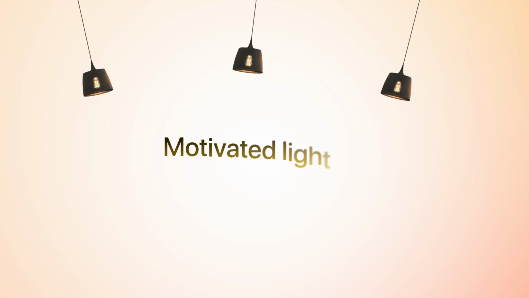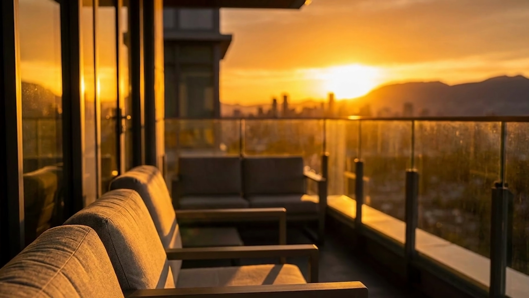Number one, motivated lighting. The light has a clear source. Think a sunset hitting a balcony, casting long, warm shadows. Flat, even lighting is the number one giveaway of cheap AI. It looks like a stock photo, not a film.